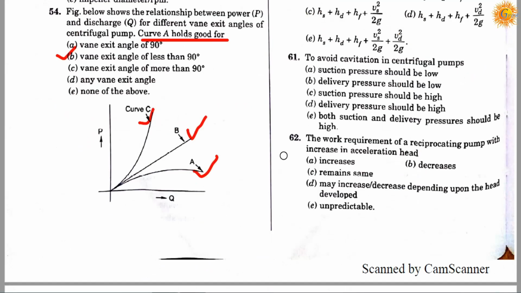Okay. Question number 61. To avoid cavitation in centrifugal pumps, option A, suction pressure should be low, option B, delivery pressure should be low, option C, suction pressure should be high, option D, delivery pressure should be high, option E, both suction and delivery pressure should be high. Correct answer is C, it will be suction pressure should be high to avoid the cavitation in the centrifugal pump.